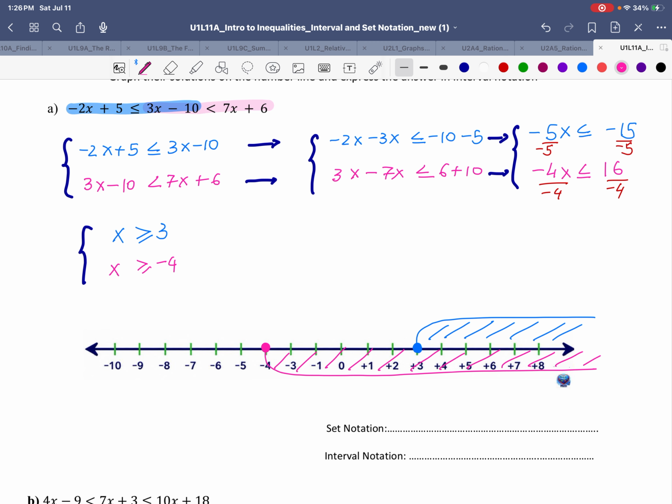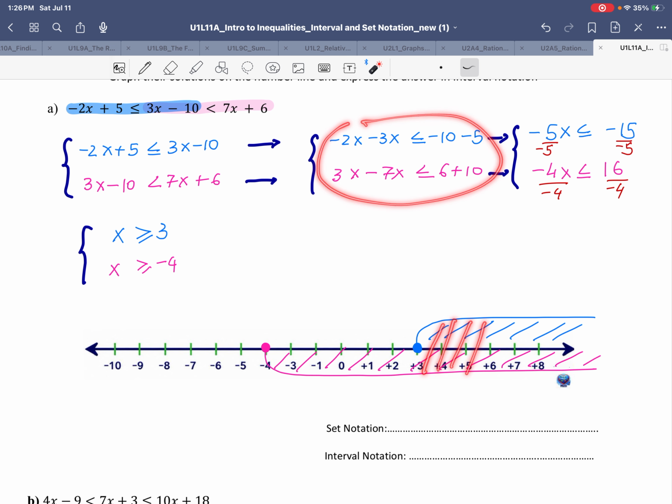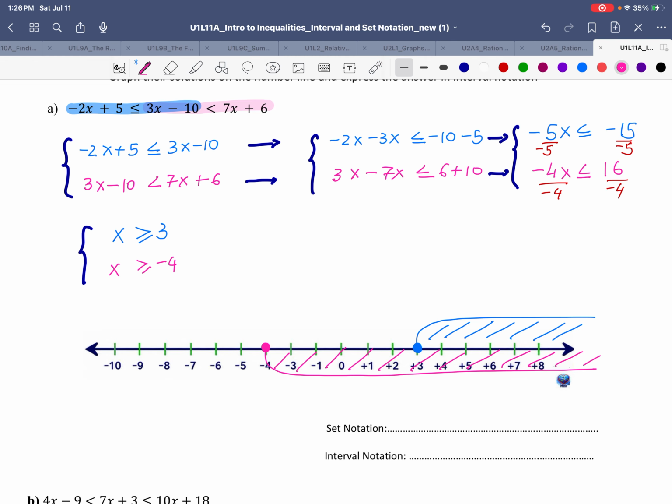Now we have to decide what the solution would be for the entire double inequality. And we said that the solution will be what works for both inequalities that we just solved. And as you can see, the two sets of numbers will overlap starting from 3 to infinity. So in set notation, we're going to say that, in braces, x ∈ R such that x has to be bigger than or equal to 3.